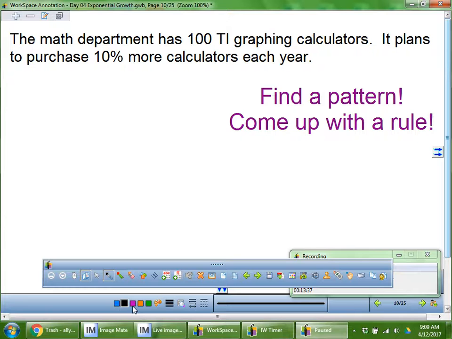All right, so here's a simplified version of what we're going to look at in homework tonight. I just made up this problem last night. The math department has 100 TI graphing calculators. We use them a lot in AP Stats. So let's say we have 100 of them for students to use, but we want to get more because we're expecting more students in AP Stats.